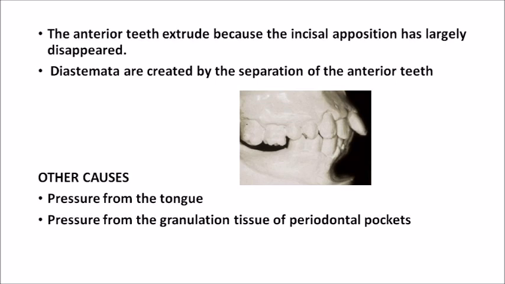Why this happens? As we already mentioned, the mandibular incisors tilt lingually and the maxillary incisors will be pushed labially and laterally, and there is no contact, and the anterior teeth will extrude because there is no incisal apposition at all, and this also leads to a diastema creation due to the separation of the anterior teeth.